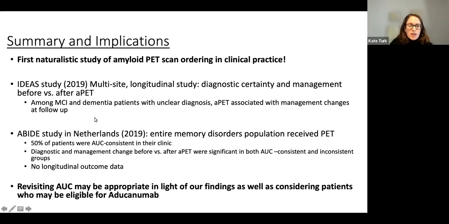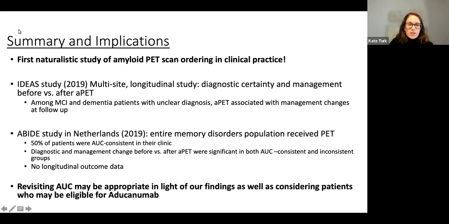There was another similar study called the ABIDE study in the Netherlands, published in 2019, where they used their entire memory disorders clinical population and they had them all receive amyloid PETs. So they didn't really implement the appropriate use criteria, but they found that about 50% of their patients would have met appropriate use criteria. Despite not using the appropriate use criteria, they found that those with and without appropriate use criteria consistency both benefited in terms of diagnostic and management changes before and after having the PET scan. But this study was limited by no longitudinal outcome data.